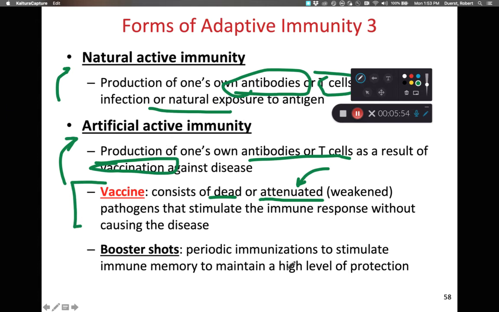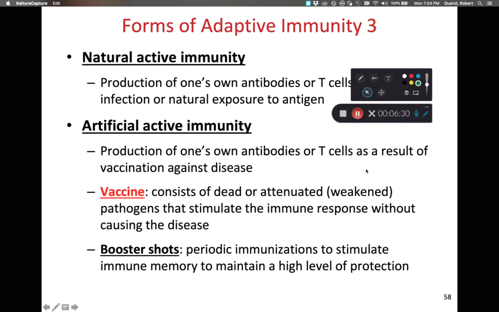However, we will need to periodically stimulate our immune memory. We need to periodically give a booster shot to individuals so that their immune memory cells are going to be on high alert. It's kind of like when you're trying to study something and remember something. If you study it once and never study it again, your memory and recollection of it starts to fade. But if you're constantly giving yourself a booster shot or a memory boost by reviewing and refreshing, you can maintain a high level of protection, or in this case, a high level of recollection of that information.